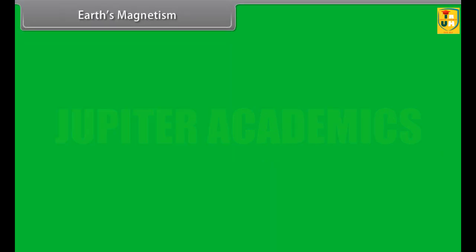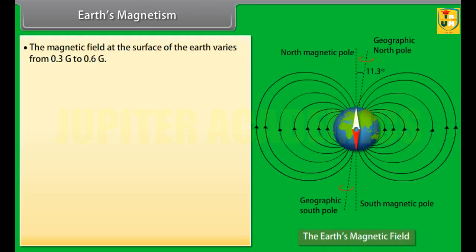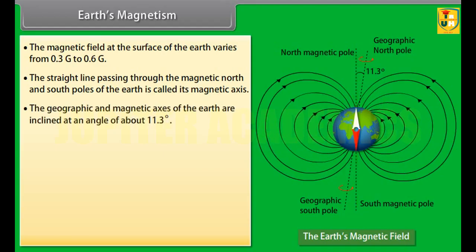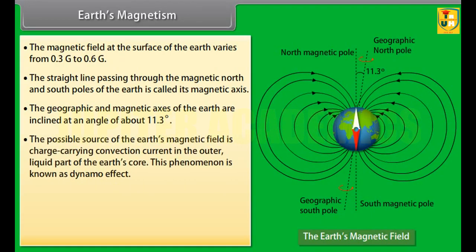Earth's magnetism. The magnetic field at the surface of the Earth varies from 0.3 G to 0.6 G. The straight line passing through the magnetic north and south poles of the Earth is called its magnetic axis. The geographic and magnetic axes of the Earth are inclined at an angle of about 11.3 degrees. The possible source of the Earth's magnetic field is charge-carrying convection current in the outer, liquid part of the Earth's core. This phenomenon is known as the dynamo effect.